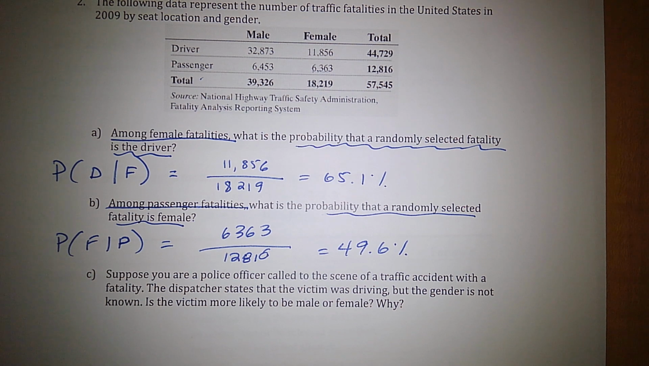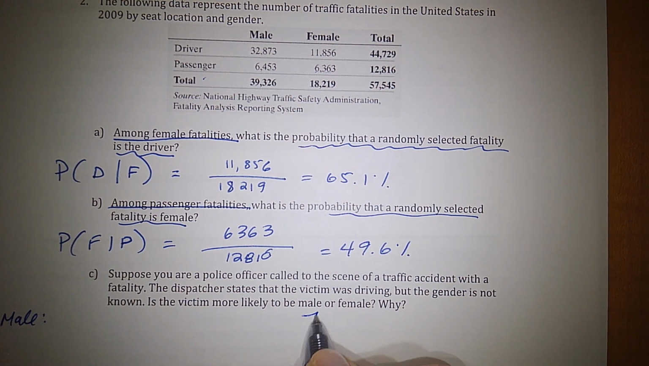Suppose you are a police officer and you're called to the scene of a traffic accident with a fatality. The dispatcher states that the victim was driving, but the gender is not known. Is the victim more likely to be male or female, and why? Well, let's do two separate calculations. Let's do male, and then we'll also do the female.